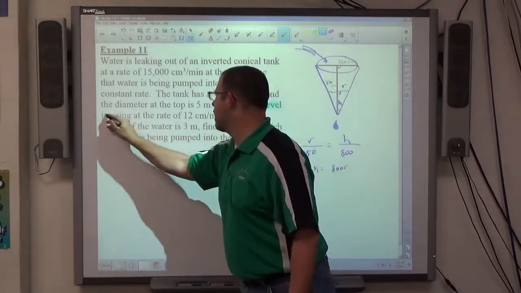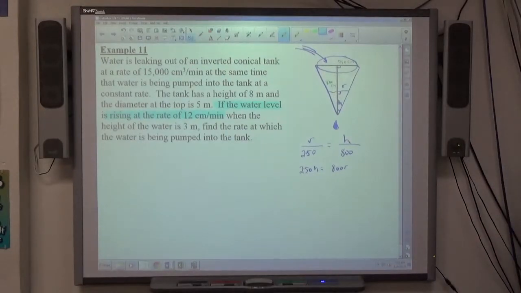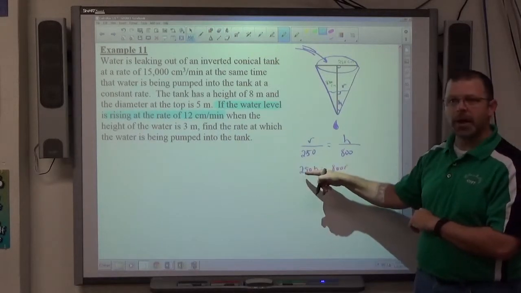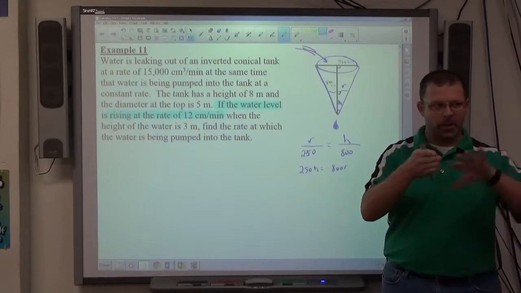The water level is rising at a rate of 12 centimeters per minute. Is that dH or dR over dt? dH, right? The height of the water is changing, right? dH over dt. So if I can get everything in terms of H, that's probably better for me than getting everything in terms of R, right? So what I want to do is get this to say R equals something about H. So I'm going to get R out of the problem.